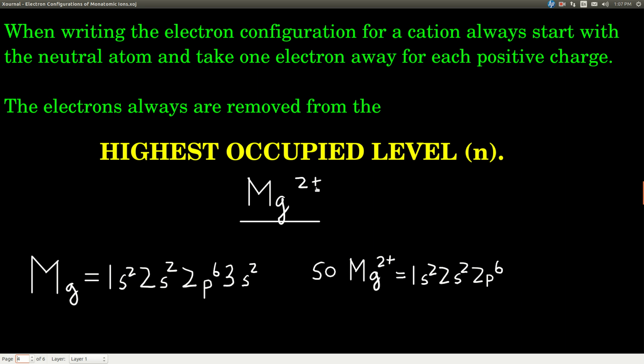So for example, with the magnesium +2 cation, we start with the neutral element. Magnesium is 1s2, 2s2, 2p6, 3s2. The highest level, remember the level or the shell is given to you by the number in front of the letter, so it's 3 right here. 3 is the biggest number, so these are the electrons that come out first. We need to take 2 electrons away because it's a +2 charge, and that means that these 2 3s electrons come out, and we're left with 1s2, 2s2, 2p6 as the electron configuration for the magnesium +2 cation.